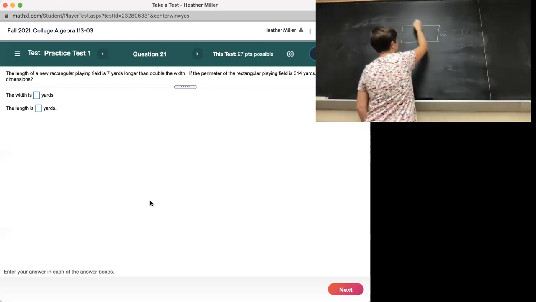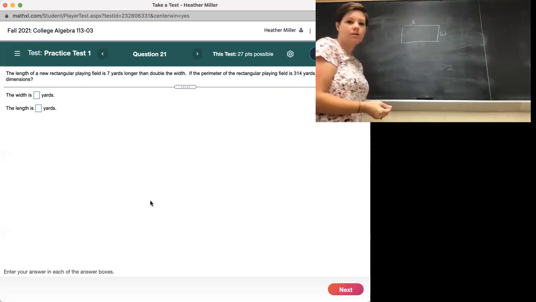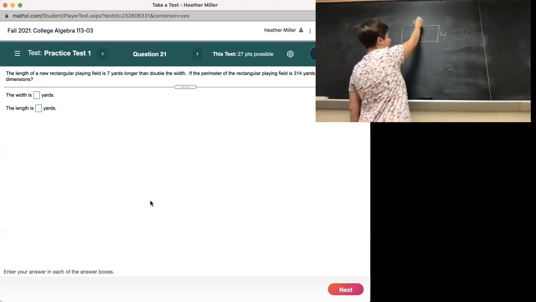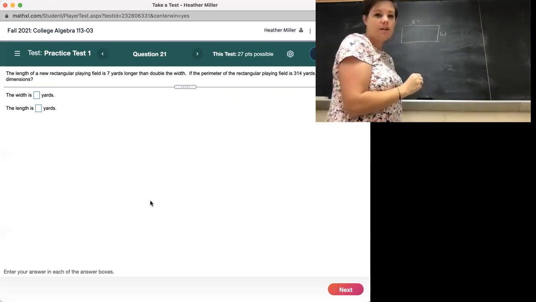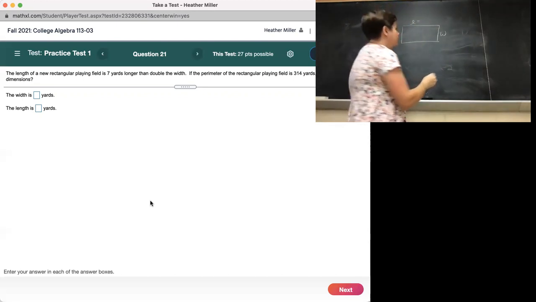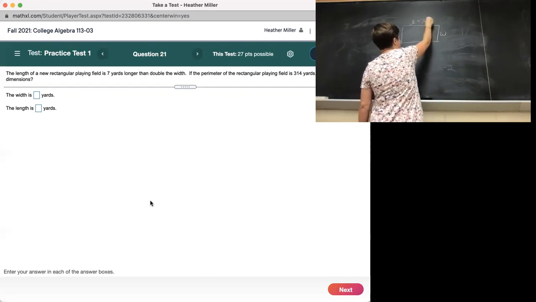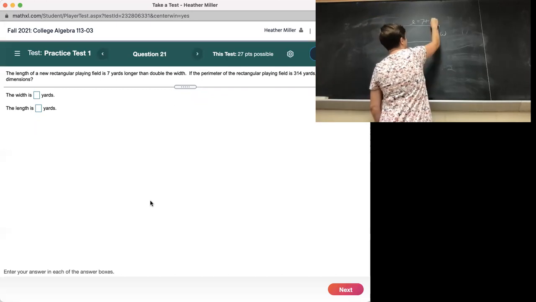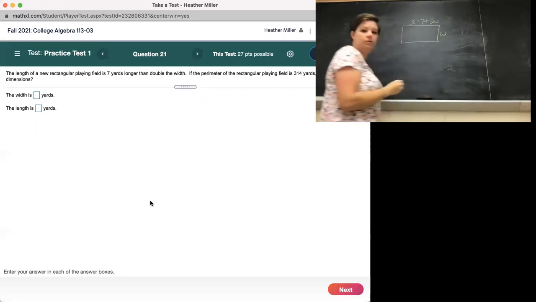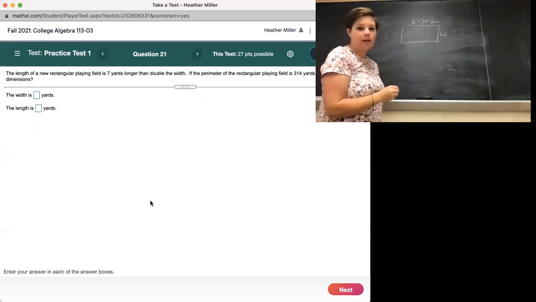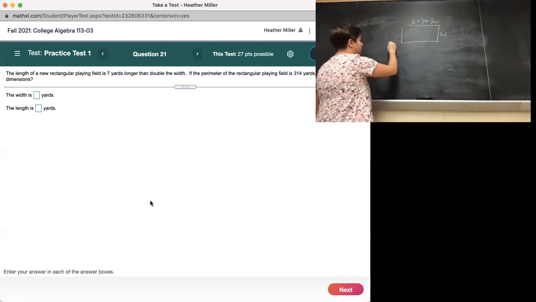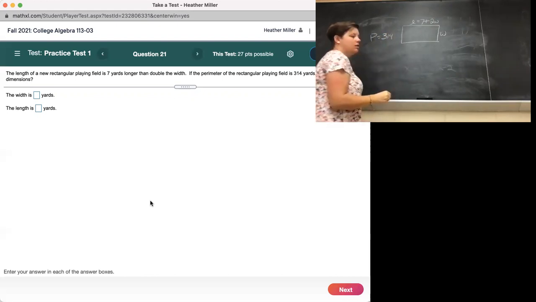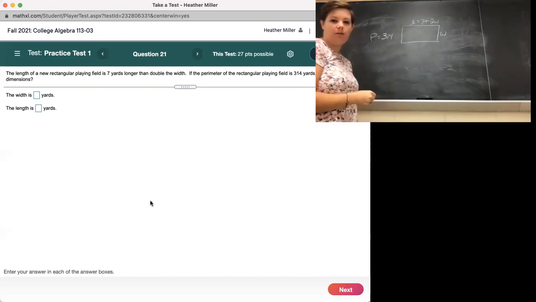Remember, we have width, we have length. So the length is, so if you see is, you can automatically write equals 7 yards longer. So 7 yards longer than what? Double the width. If the perimeter of the rectangular playing field is 314 yards, then find the dimensions of the playing field.